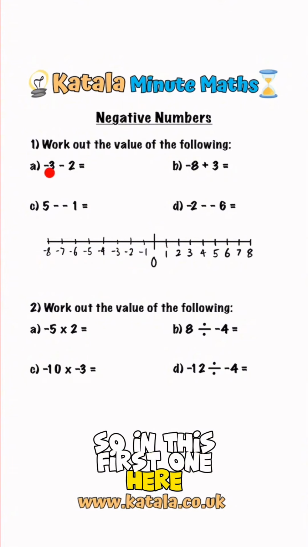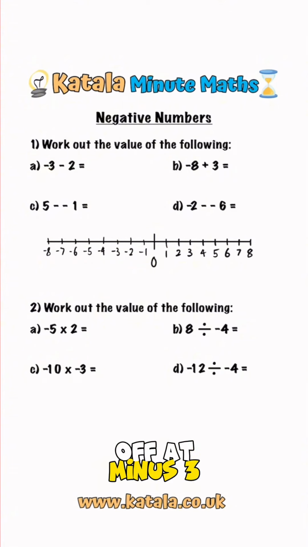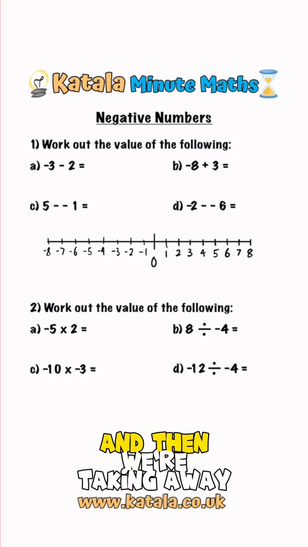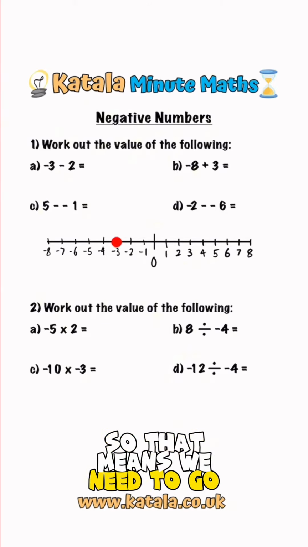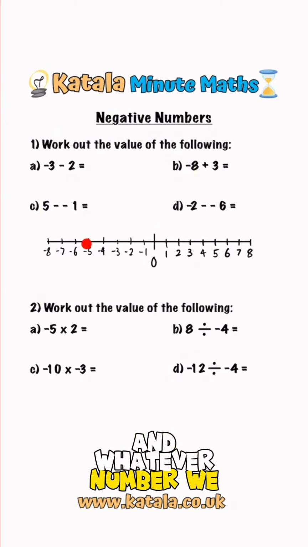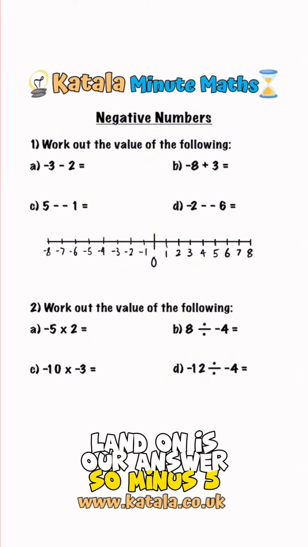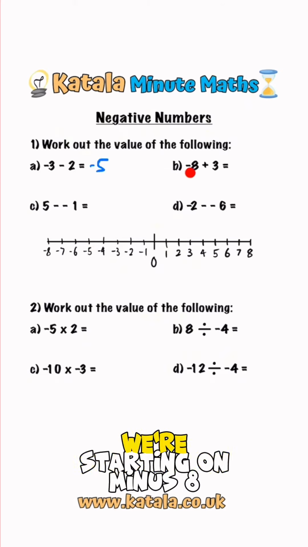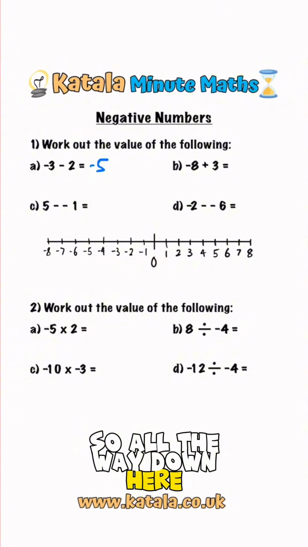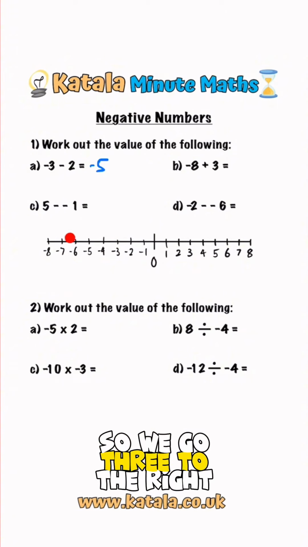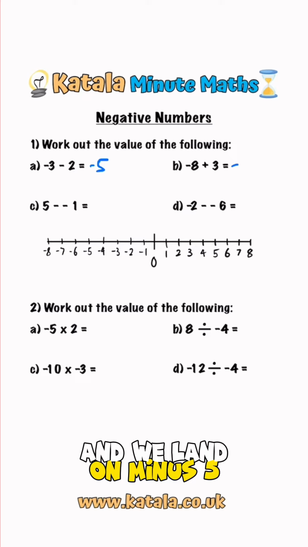So in this first one here, you can see we're starting off at -3, so we're starting off right here, and then we're taking away 2. So that means we need to go 2 to the left, and whatever number we land on is our answer, so -5. This one here, we're starting on -8, so all the way down here, then we're adding 3, so we go 3 to the right, and we land on -5.